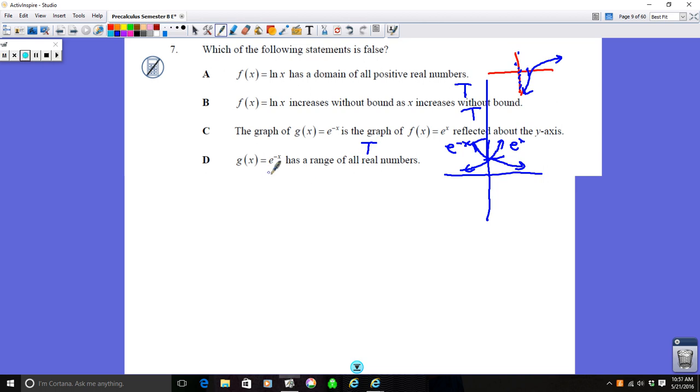Finally, g of x equals e to the x has a range of all real numbers. Well, this has a horizontal asymptote here. So it's not all real numbers. It's all the y values greater than 0. So is this true? No, this is false. So the letter D is the false statement.